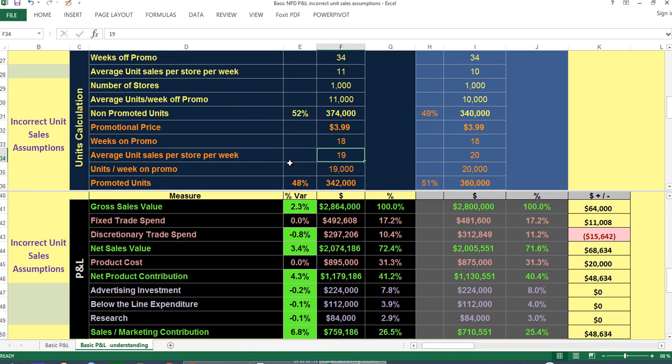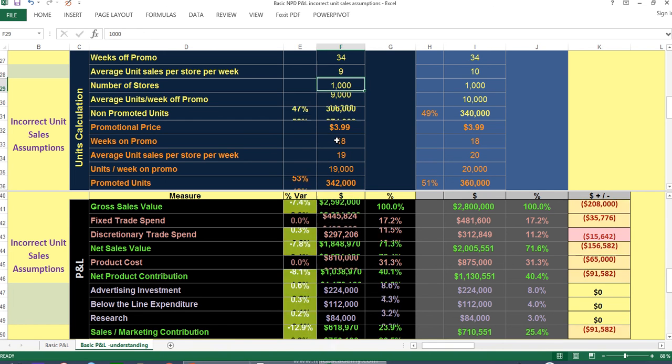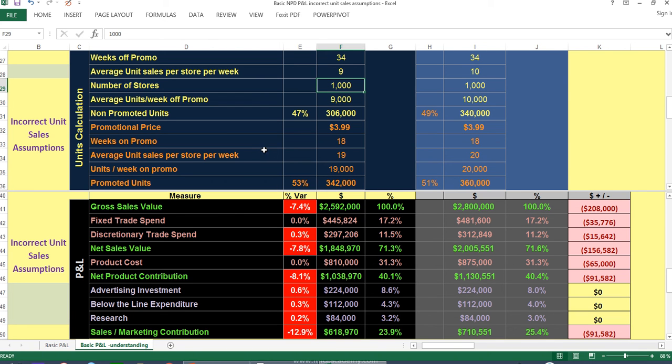So all I'm trying to do here is show you that you should play around with these numbers, get a good understanding of the sensitivity some of these numbers would have in terms of impacting your P&L and how it could look.